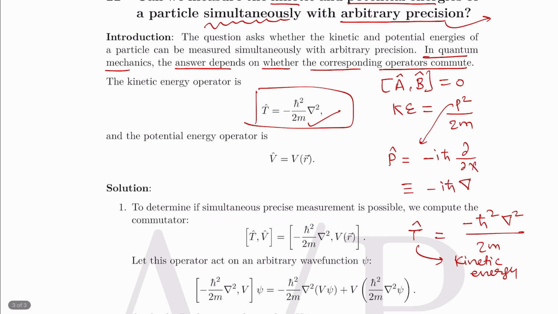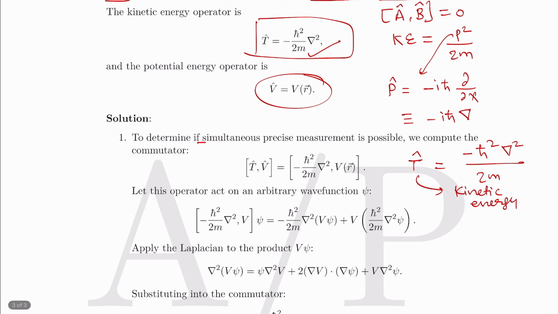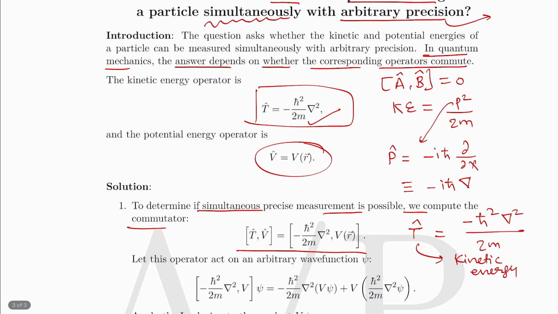And we know that the potential energy operator is the potential itself. So to determine if simultaneous precise measurement is possible, we can compute the commutator as we have discussed. If you want to find the commutator of A and B, you are required to write it as AB minus BA. So at first operator B is operating and then operator A is operating, and we are taking the difference. If you get 0, then we can say that we can measure both of them at the same time.